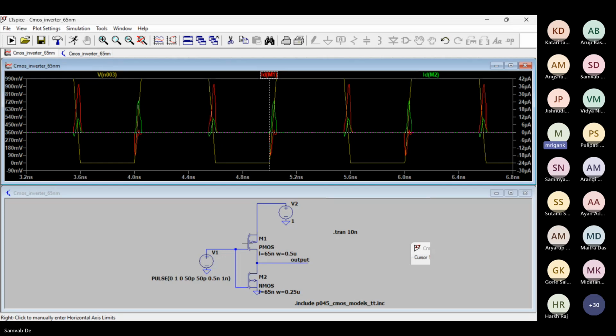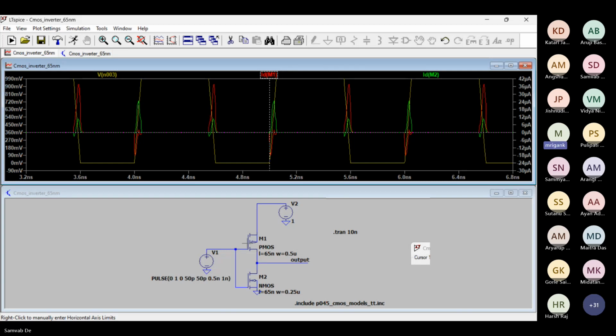So if the VT is 0.3 volt or 0.4 volt, VGS is still higher than VT for NMOS. Likewise, VSG for PMOS is going to be higher than mod VT. As a result, both of them will be turning on simultaneously. And because both are turning on simultaneously, there is going to be a small current flowing through both of them directly to ground.